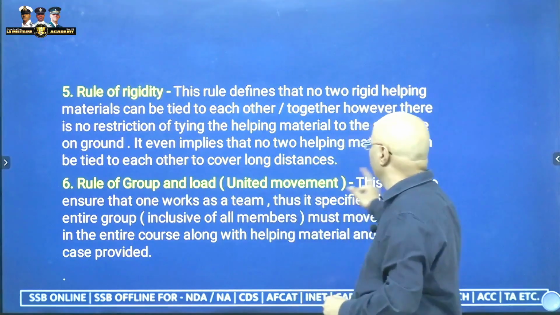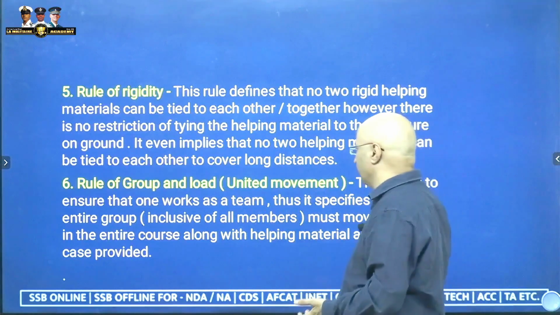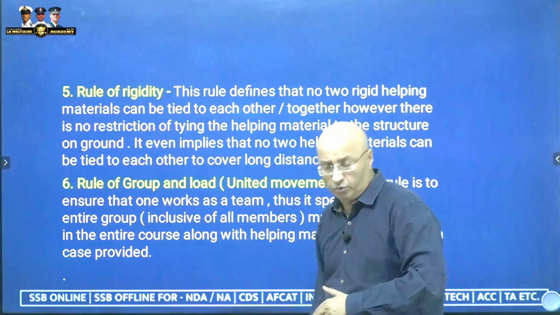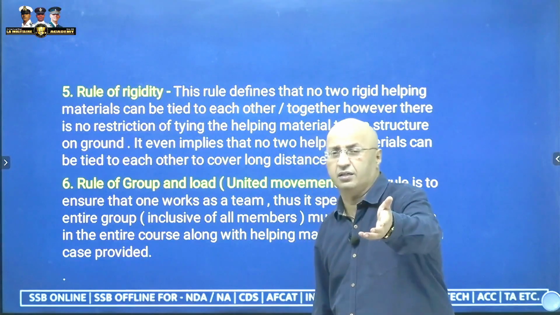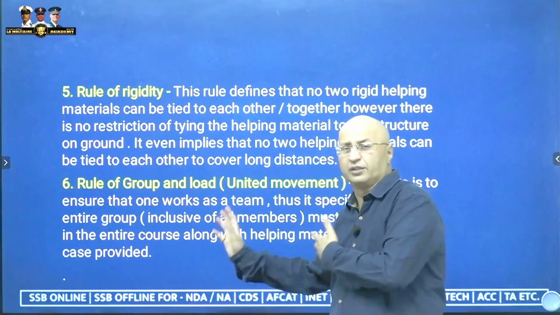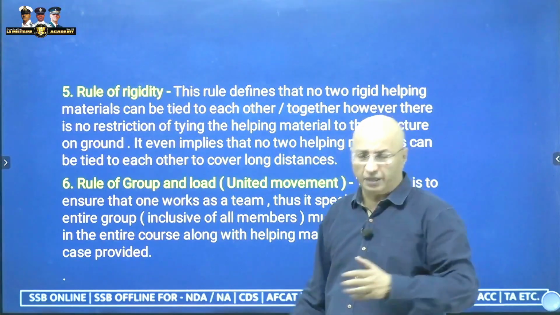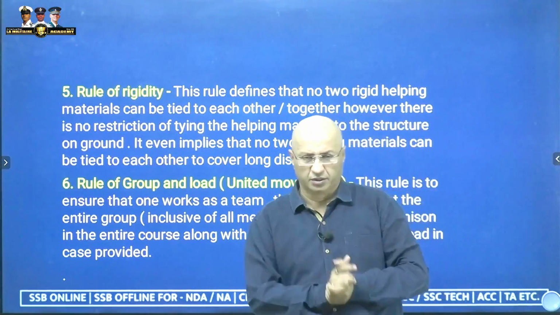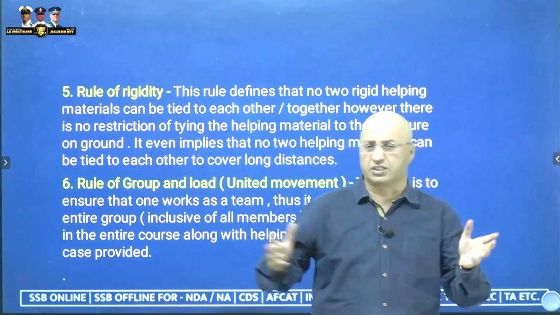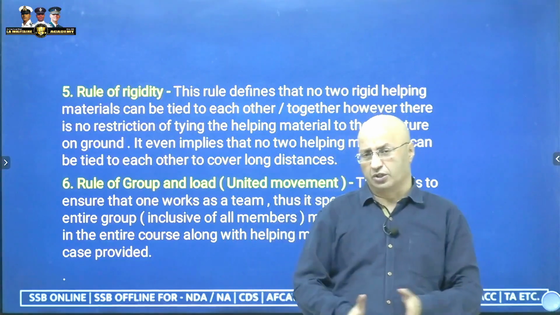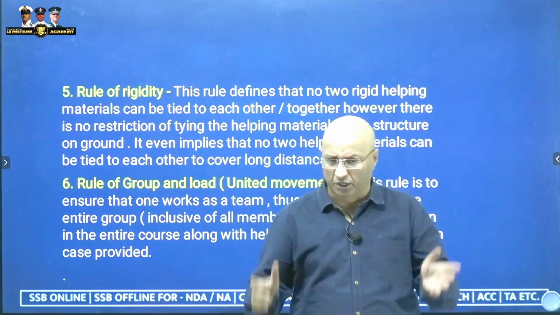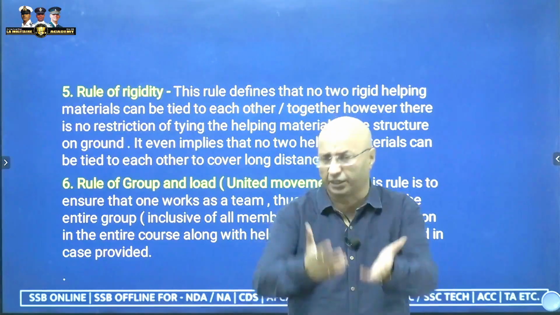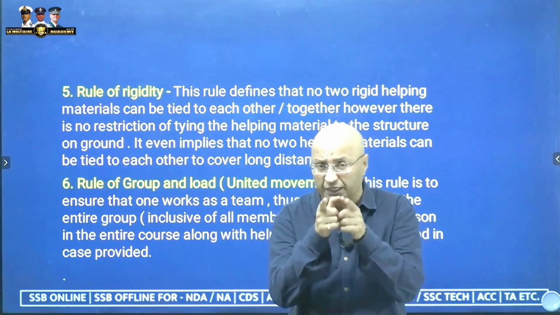Rule of group and load. They say that one works as a team. Now you have crossed the starting line to the ending line, and you left all the group members behind. No, you have to take all the group members together also. Plus they will give you a load. They may give you a TV. They may say this is an ammunition box. You have to take it across. Though it will not be real, it will be a box, a symbolic thing. Right? So you will be told to take it across. That means you have to treat it properly.